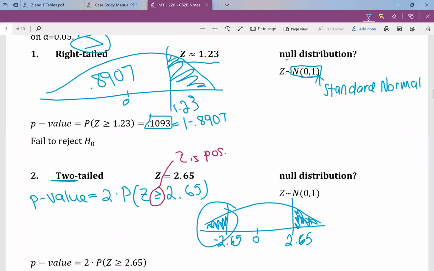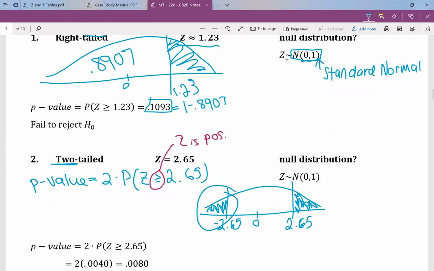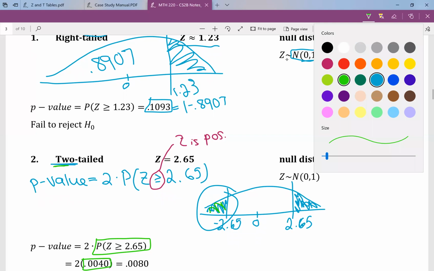Okay, so our p-value statement down there at the bottom: 2 times the probability that z is greater than or equal to 2.65. Well, that's 2 times 0.0040. So this is one tail. What I have highlighted in green is just one tail, but any time we have a two-tailed test, we want to double that probability.